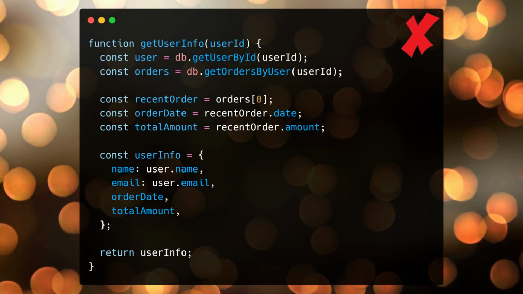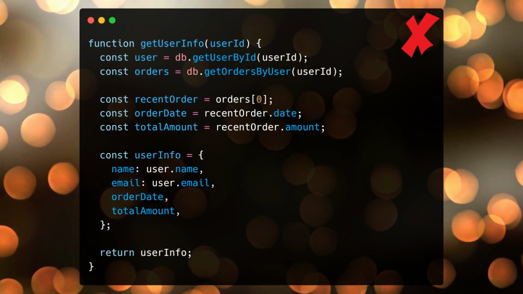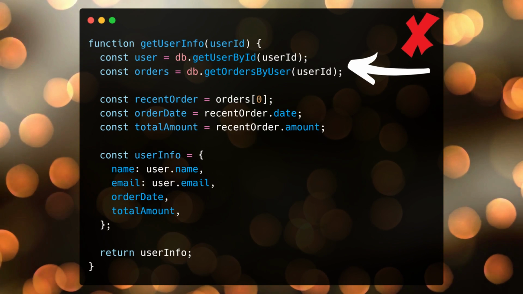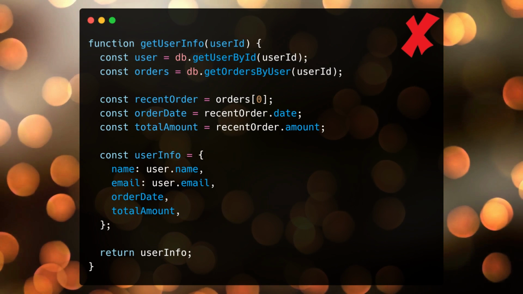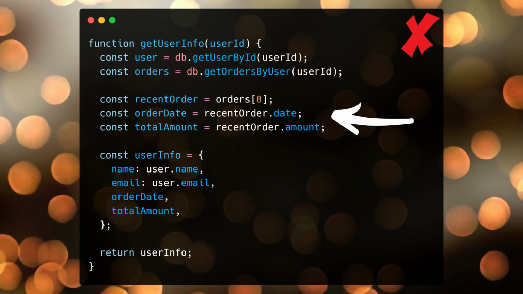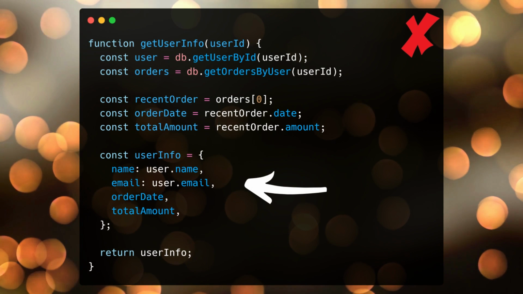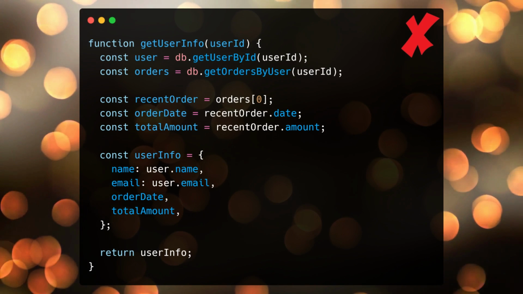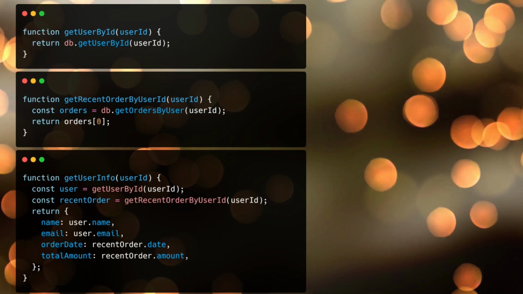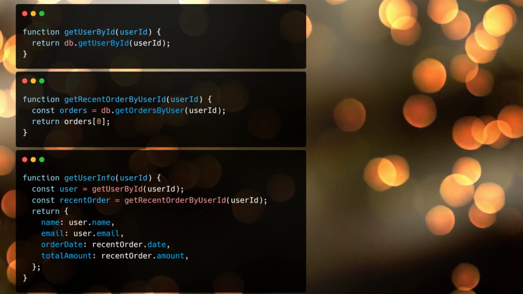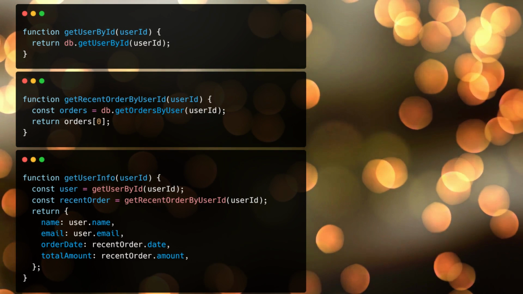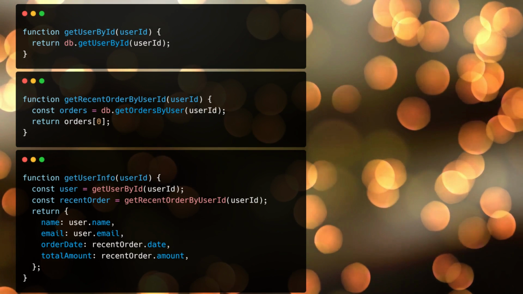Here's an example. In this bad example, the getUserInfo function has multiple responsibilities. It begins by retrieving the user ID from the database, then all of the user's orders. It then retrieves the most recent order together with its date and total amount, and finally it creates a UserInfo object and returns it. Alternatively, we should create shorter functions with single responsibility. A function for getting the user by its ID, another function for getting the recent order, and a third function that uses those 2 functions and returns the UserInfo object.